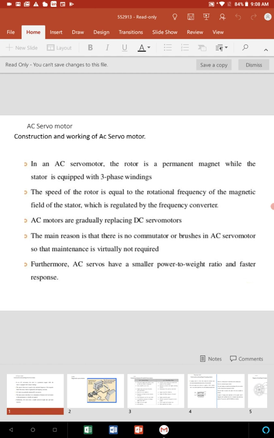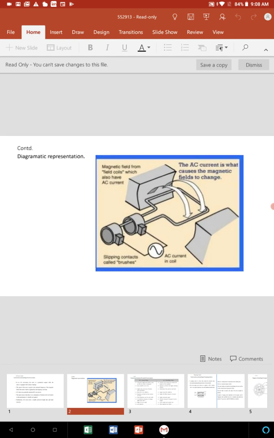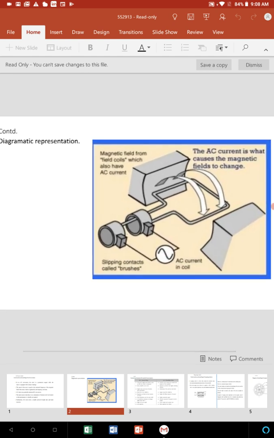So in the connection diagram image you can see here, a diagrammatic representation of how the magnetic field from the coils is created to get the AC current.